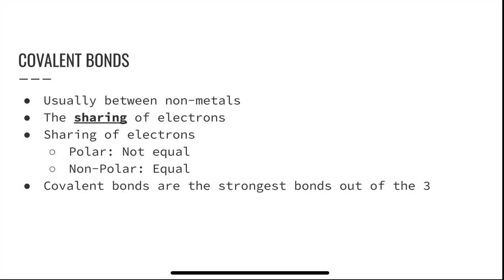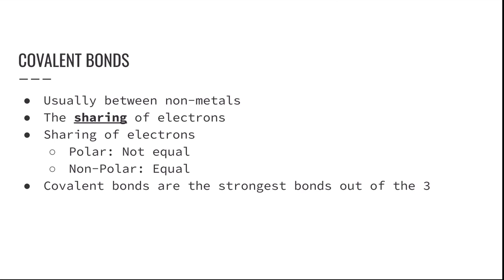So next, covalent bonds. They're usually between nonmetals, and they're the sharing of electrons. Remember before I said to make sure that you know the differences between what the electrons are doing in the different bonds because, for example, for ionic bonds, they're transferred, but for covalent bonds, they're sharing.